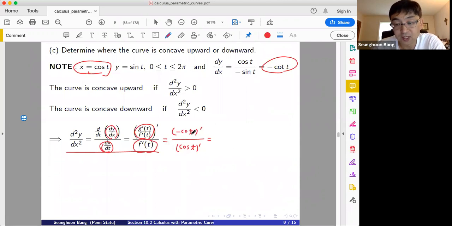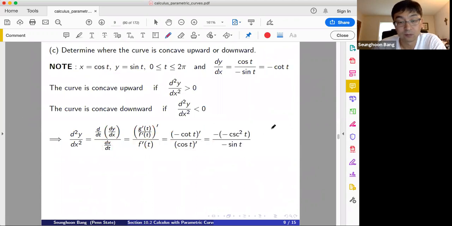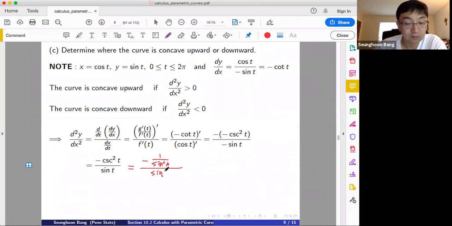The derivative of cotangent is negative cosecant squared. The minus 1 times minus 1 changes to positive, cosecant squared of t, over the derivative of cosine t, which is negative sine of t. So next, simplify. Keep the negative. The cosecant of t is 1 over sine, so we have negative 1 over sine squared of t, over sine of t. That is the same as negative 1 over sine squared of t times the reciprocal of the denominator, 1 over sine of t. So we have negative 1 over sine cubed.